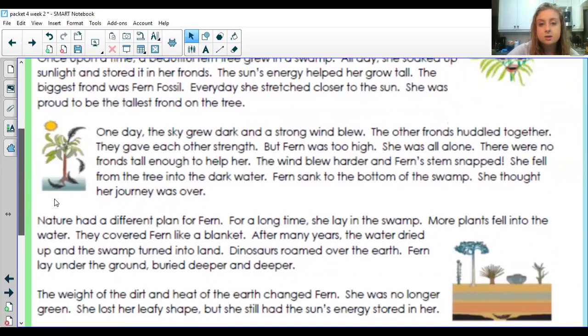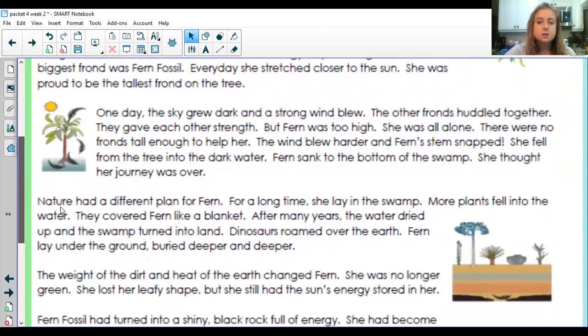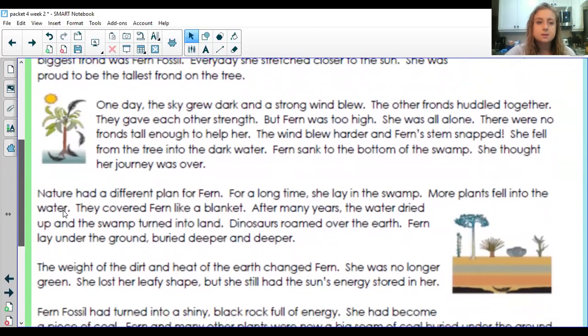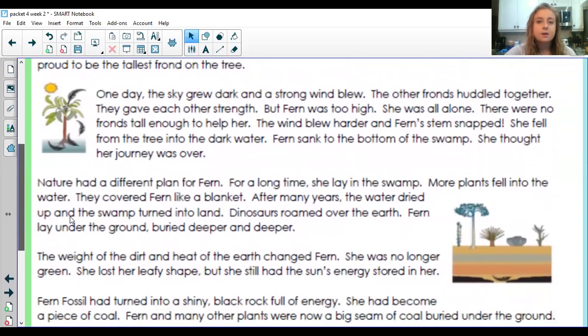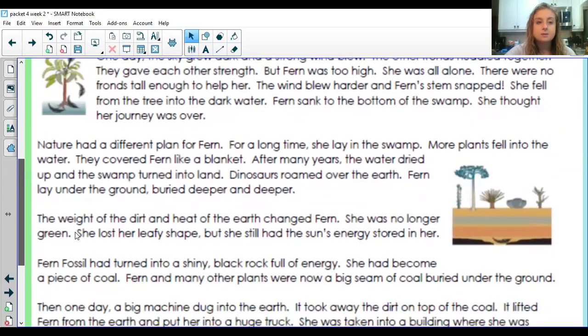One day the sky grew dark and a strong wind blew. The other fronds huddled together. They gave each other the strength. But Fern was too high. She was all alone and there were no fronds tall enough to help her. The wind blew harder and Fern's stem snapped. She fell from the tree into the dark water. Fern sank to the bottom of the swamp. She thought her journey was over.